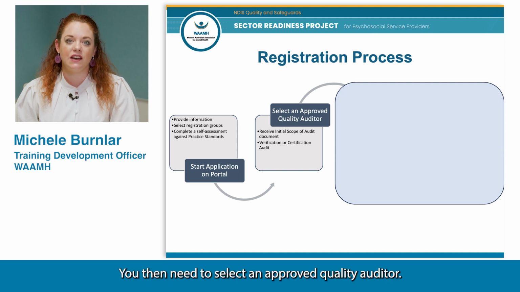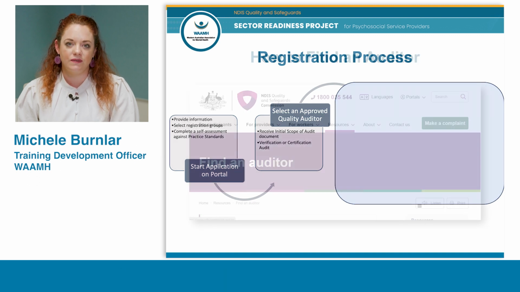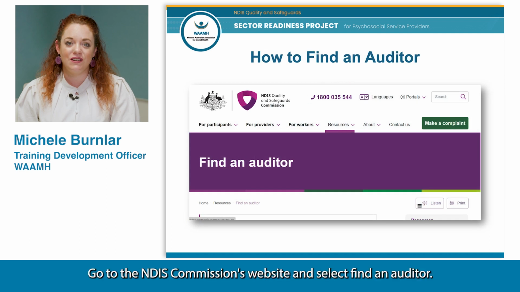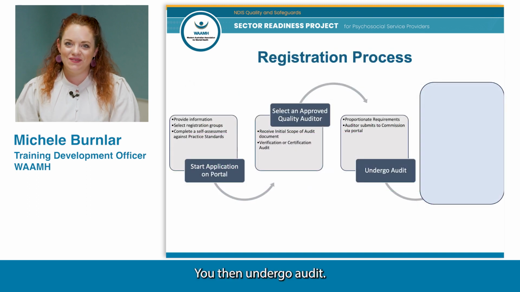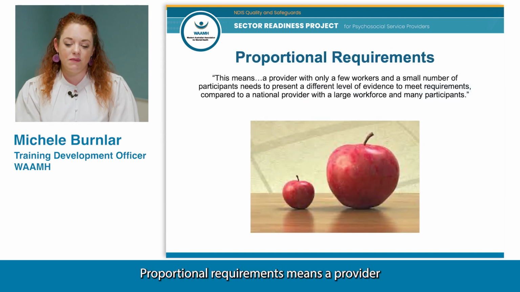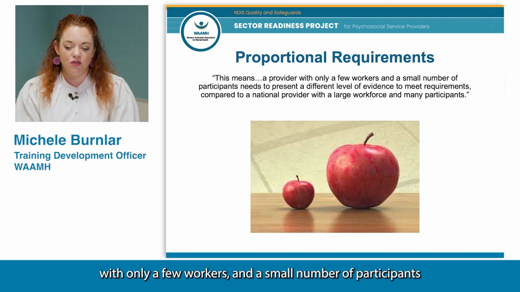You then need to select an approved quality auditor. To find a quality approved auditor, go to the NDIS Commission's website and select Find an Auditor. You then undergo audit.